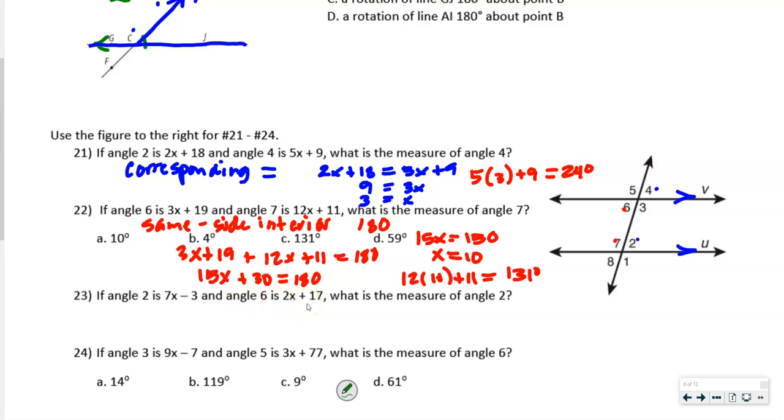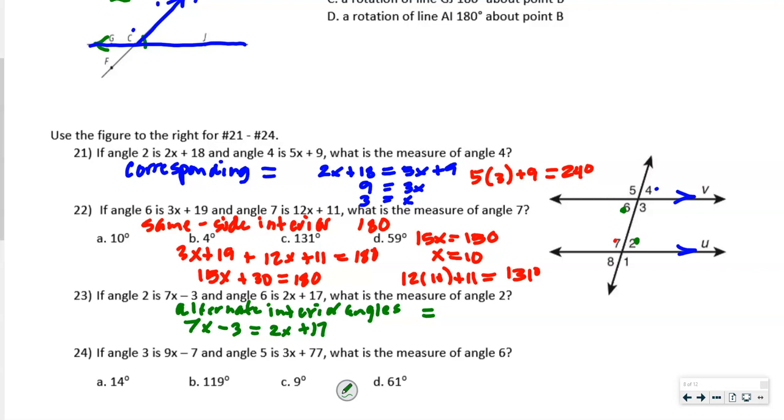All right, our next one, it says if angle 2 is 7x minus 3 and angle 6. So 2 and 6 are right here. So these are alternate interior angles. And those are congruent. Again, look at them. They both have acute angles, right? So they're going to be equal. So once again, we're going to set these equal to each other. 7x minus 3 is equal to 2x plus 17.